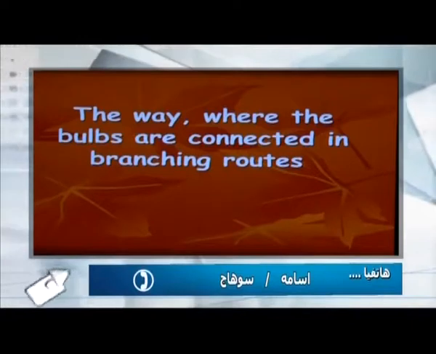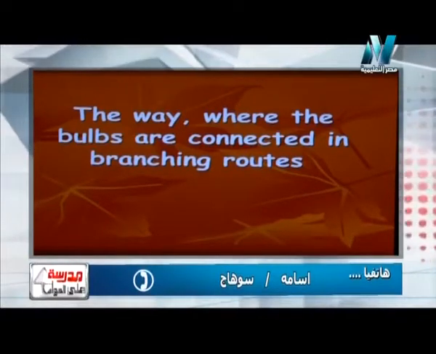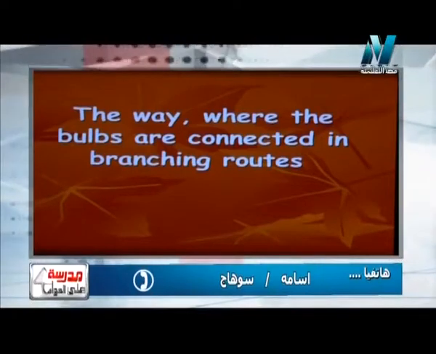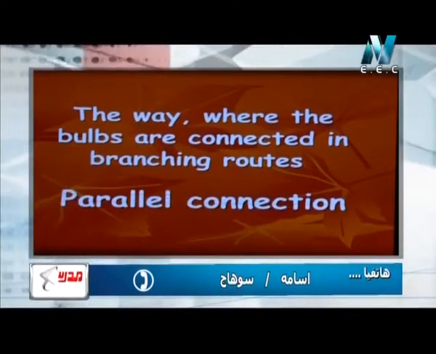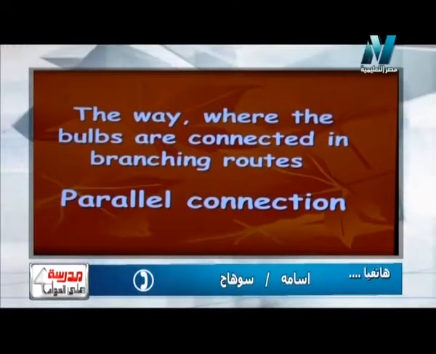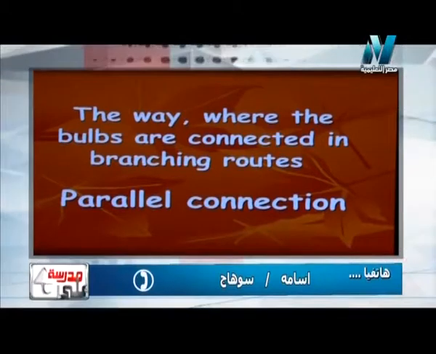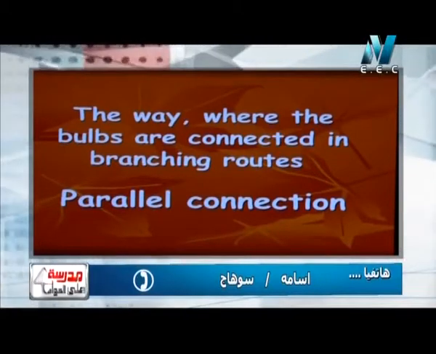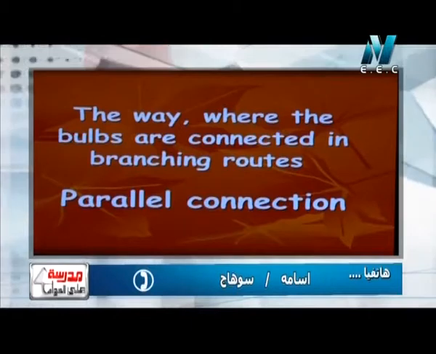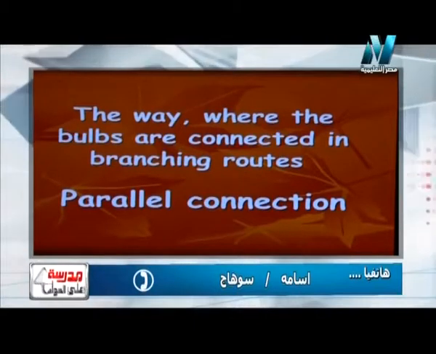Which way is used to connect electric lamps in branching routes? Parallel connection. Yeah, surely, parallel connection. So give a reason, Osama. Lamps at your home are connected in parallel connection because if one lamp is damaged, all the other lamps will not turn off.